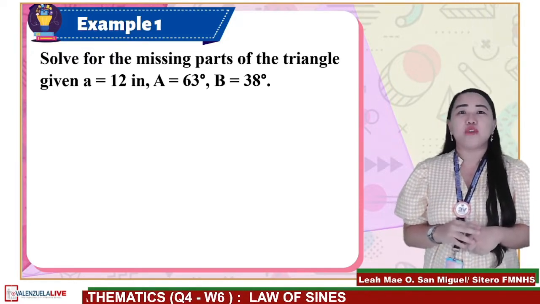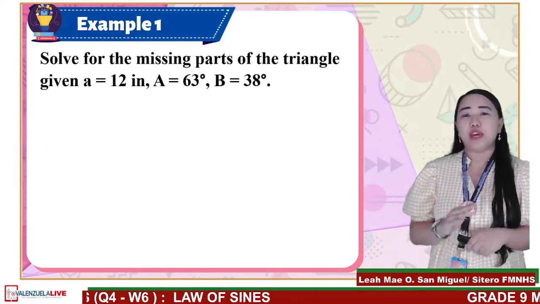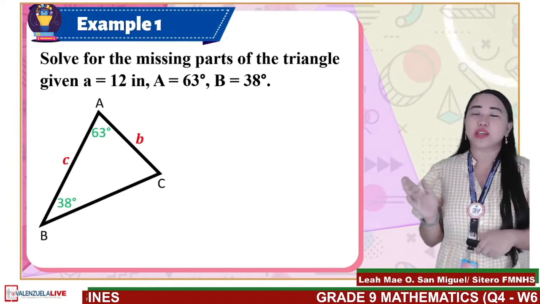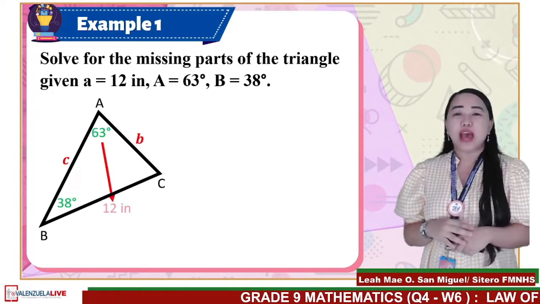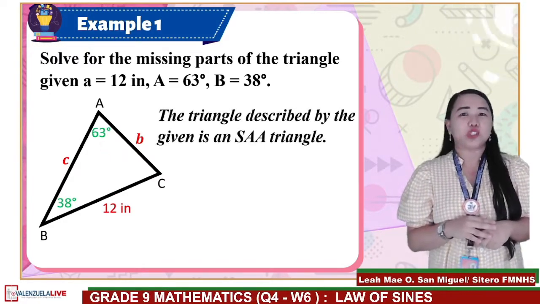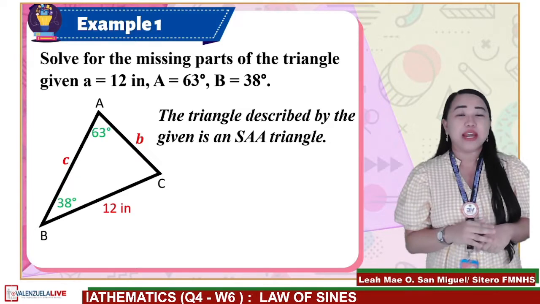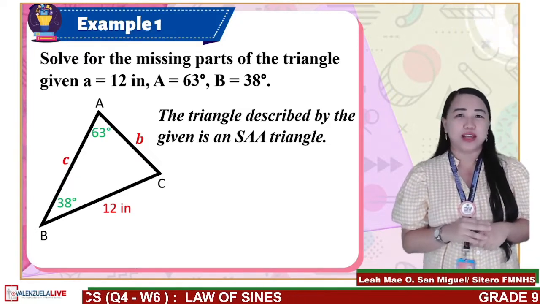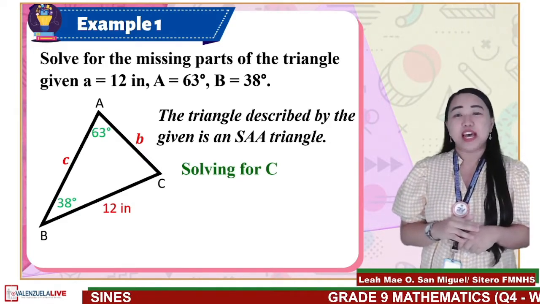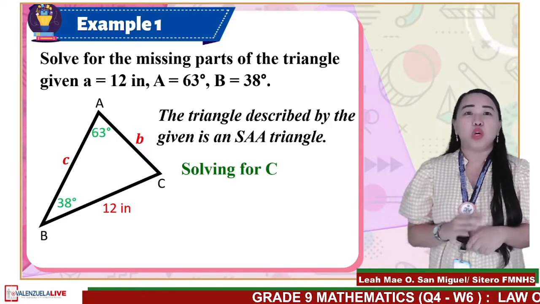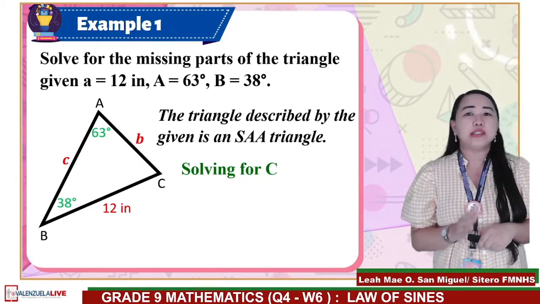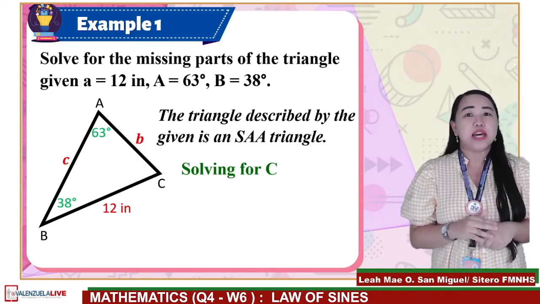Sketch the figure of the given triangle so that you can have a clear picture of the distribution of the measurements. As shown in the sketch of the triangle, the opposite side of angle A is side A, which measures 12 inches. The triangle described based on the given is an SAA triangle. It is very easy to solve for the measure of angle C. Thus, in solving C, we will use the theorem in which the sum of the interior angles of a triangle is equal to 180 degrees.